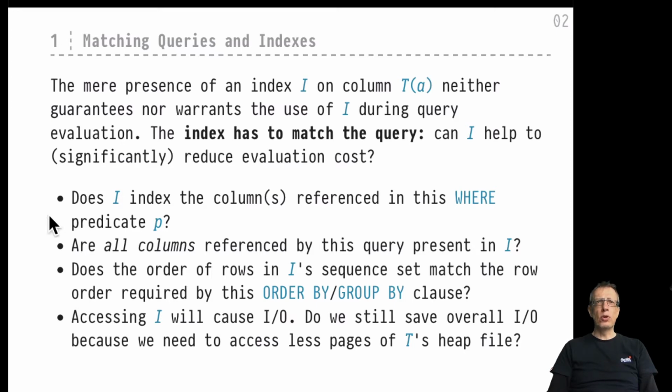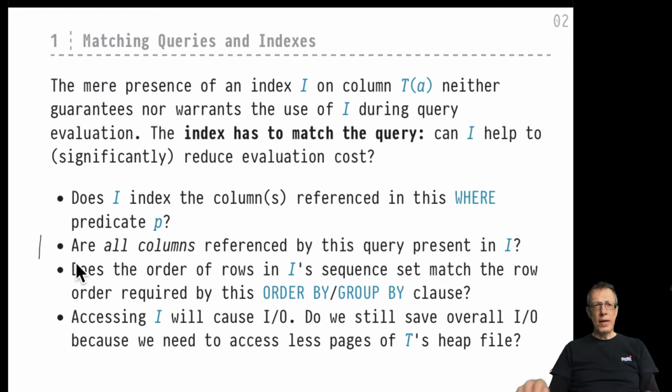All right, then there's of course the basic questions. Here's a predicate, a search predicate P in a query, a where predicate, for example, could be a having predicate too, could be a filtered aggregate too. So there's lots of places where such predicates play a role in SQL query evaluation. Are the columns that are mentioned in the predicate even present in the index I? If they aren't present, then there is no point in using index I. Index I would be useful for many queries, but not for this particular query and its predicate P if the columns are not matching.